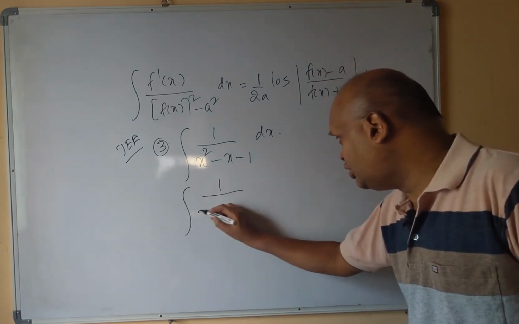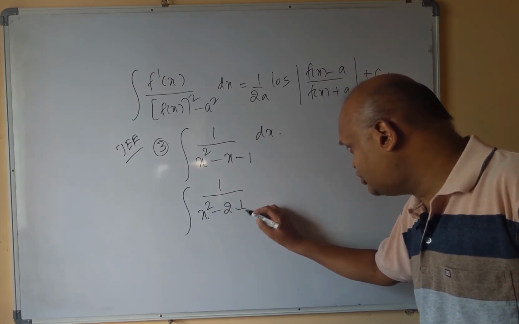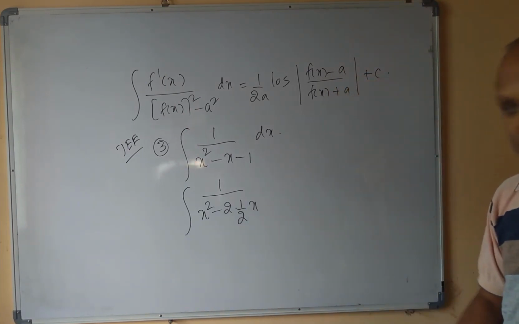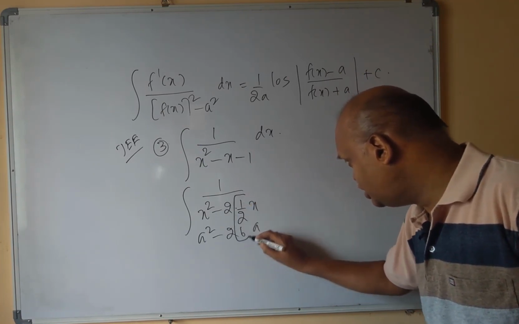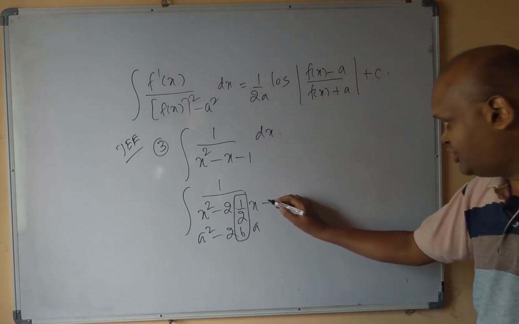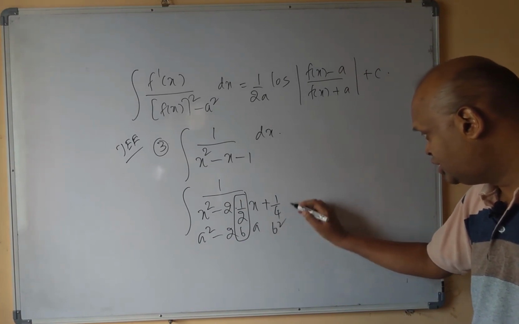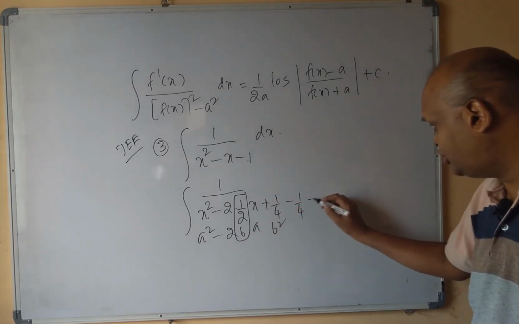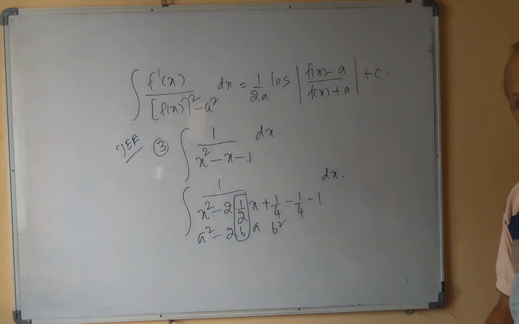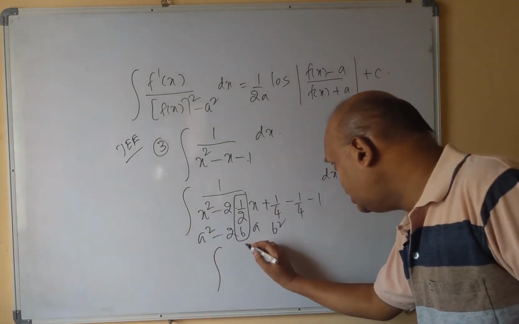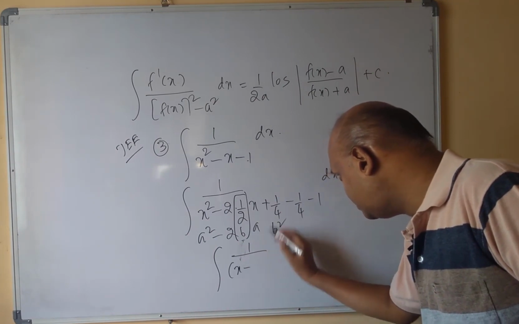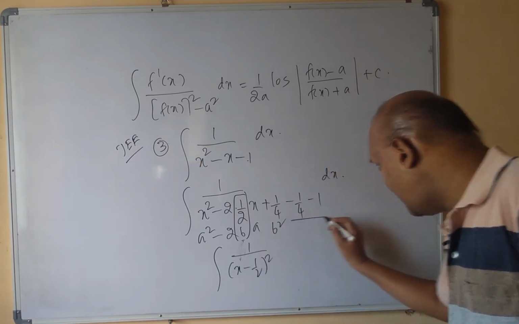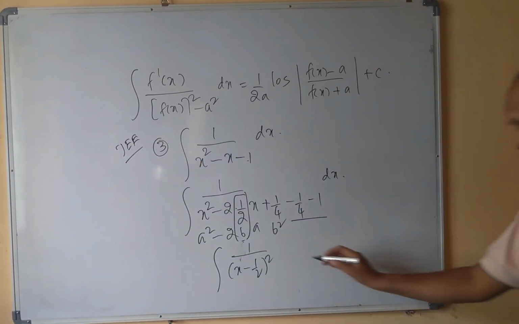So I am going to multiply by 2 and divide by 2. Now this is something like a square minus 2ab. What is your b going to be? Your b is 1 by 2, so definitely add 1 by 4, which is b square, and subtract 1 by 4 minus 1 dx. So it becomes 1 upon (x minus 1 by 2) whole square minus 1 by 4 minus 1, which is minus 5 by 4.